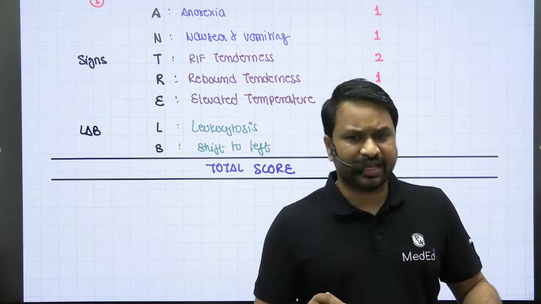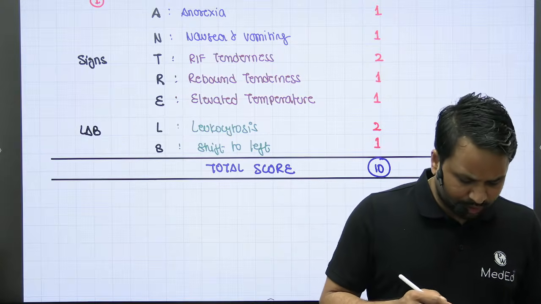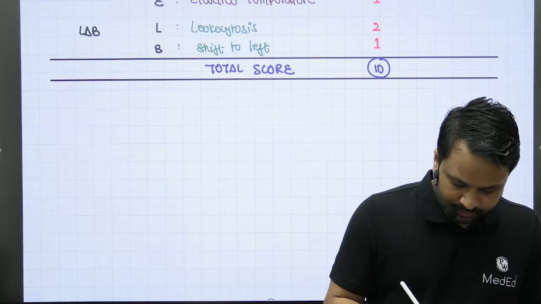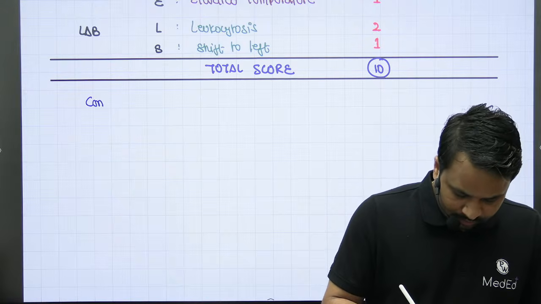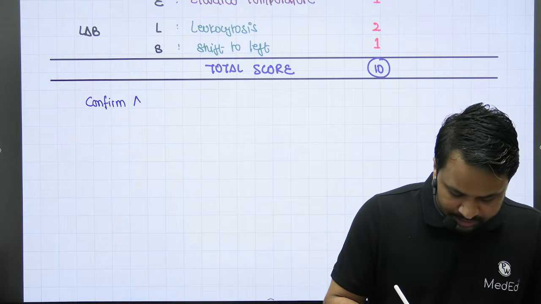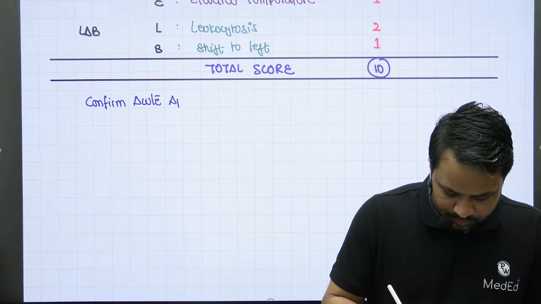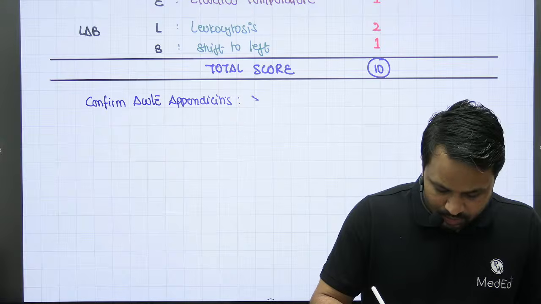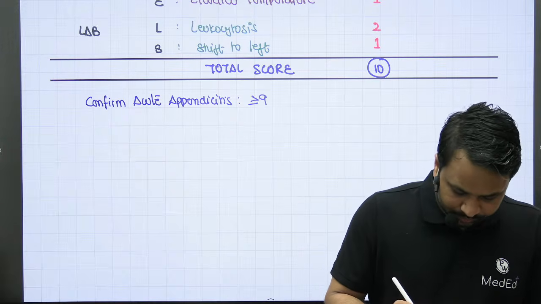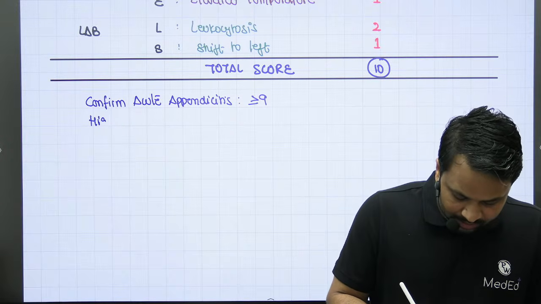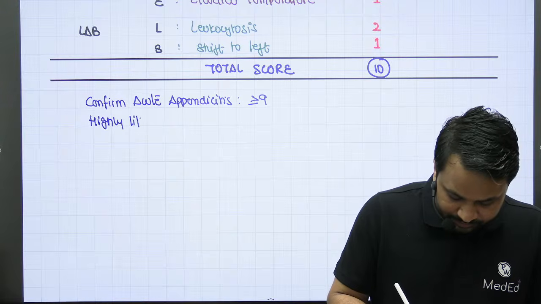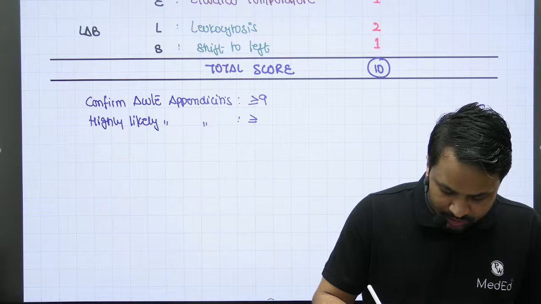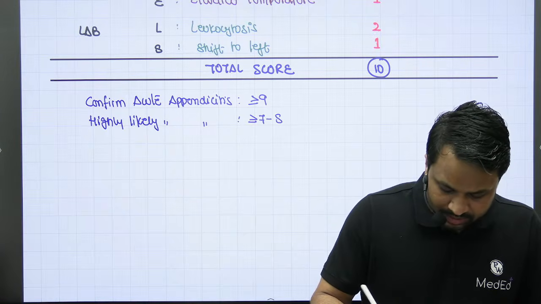So normally we say at what component would you suspect it, when would you confirm it, and all that. Remember, confirm acute appendicitis if the score is more than or equal to 9. It is highly suggestive or highly likely of acute appendicitis if the score is more than or equal to 7 but less than 9.